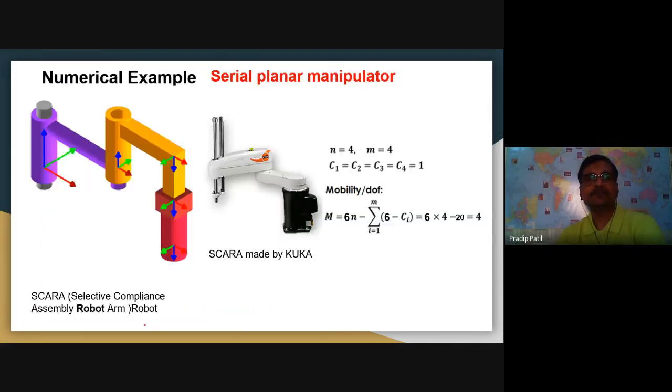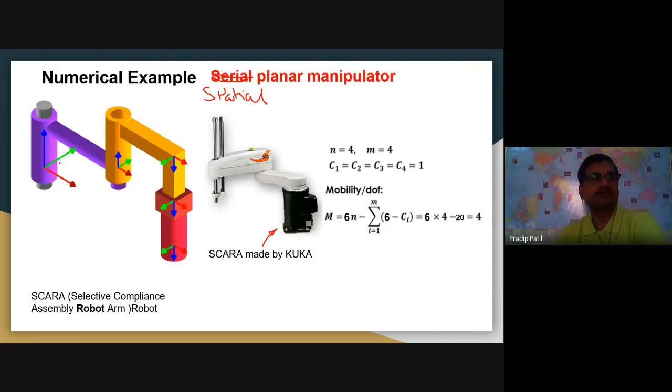Similarly, we can look at an example of a spatial manipulator. This is not a serial manipulator, this is a spatial manipulator. In case of a spatial manipulator, let us take an example of a SCARA, that is Selective Compliance Assembly Robot Arm, which looks like this. This is a SCARA made by KUKA robot, and we can find out the number of links here. Very clearly it can be seen from the actual diagram, that is 1, 2, 3, and this fourth link. Similarly, this is the model created.